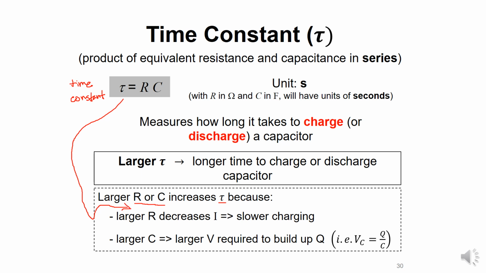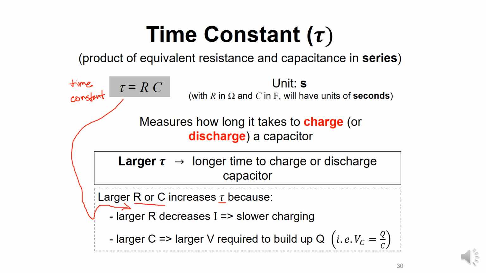Okay, so bigger R or C increases tau. And if you think about an RC circuit, if you connect a bigger resistance in a circuit, you expect a smaller current. And a smaller current automatically means that your capacitor will be charged slower. So in other words, a bigger resistance leads to a smaller current, and at the same time leads to a bigger time constant. Okay, so you can see how the concept of a bigger resistance relates to the concept of a bigger time constant.